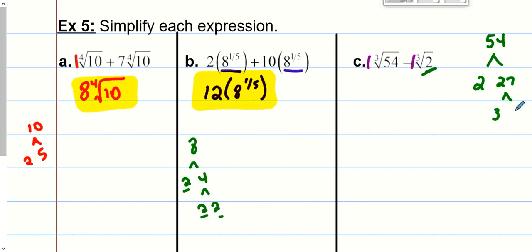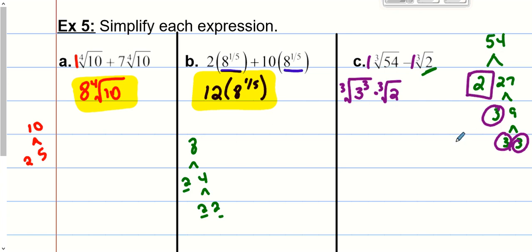27 divided by 3 is 9, and 9 divided by 3 is 3. So if I rewrite the cube root of 54, I'm going to rewrite it as the cube root of 3 to the, let's see, there's 3 of them, so 3 to the 3rd, times the cube root of 2, because there's this 2 that's left over right there.